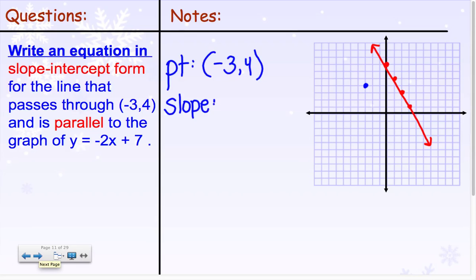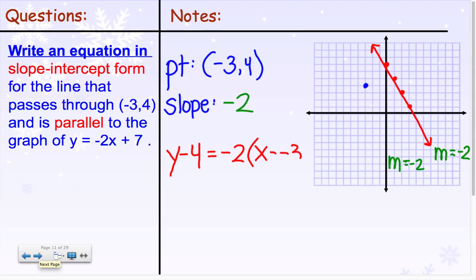The slope of my original line, m, is -2. That means my slope for my new line that's going to go through that blue dot also has to be -2. Now I've got a point and a slope. I can write it in point-slope form. So y minus 4 equals -2 times x minus a -3, and I'm going to change that into a plus.